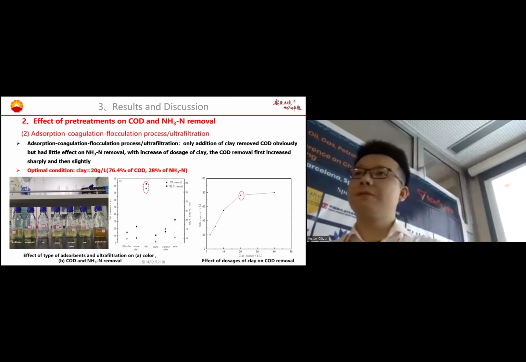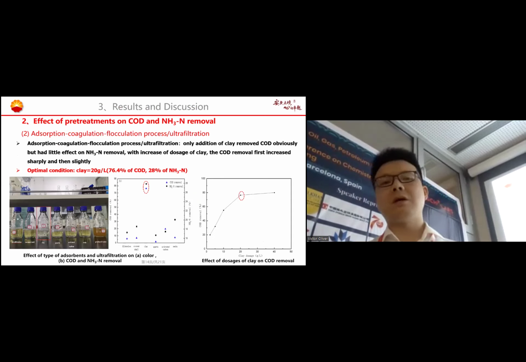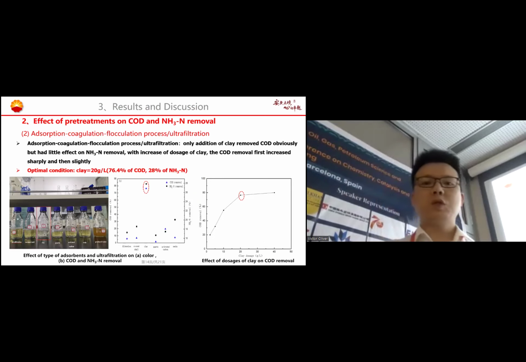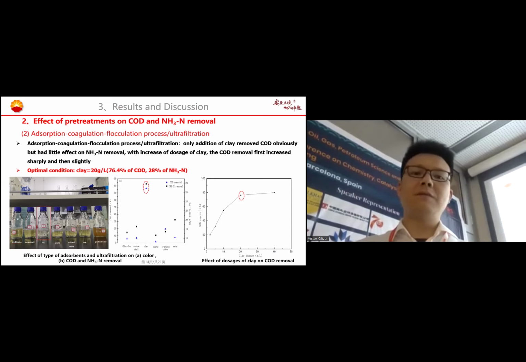The results indicate that the coagulation flocculation process had little effect on removal of COD and ammonium nitrogen, which is very different from the reputation. And then we studied the adsorption coagulation flocculation process and the substitution. The results showed that only addition of clay removed the COD obviously, but had little effect on ammonium nitrogen removal. With increase of dosage of clay, the COD removal first increased sharply and then slightly.